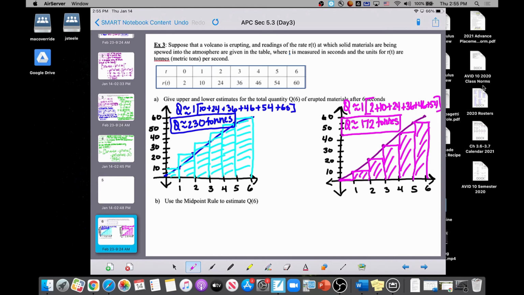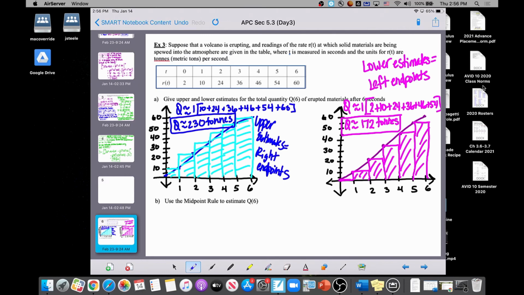Okay. So again, you may want to put a little note here that my lower estimates came from left endpoints, and that my upper estimates came from right endpoints. And this is because my function was increasing. That will always be the case when your function is increasing. If your function is decreasing, then those two things switch around.